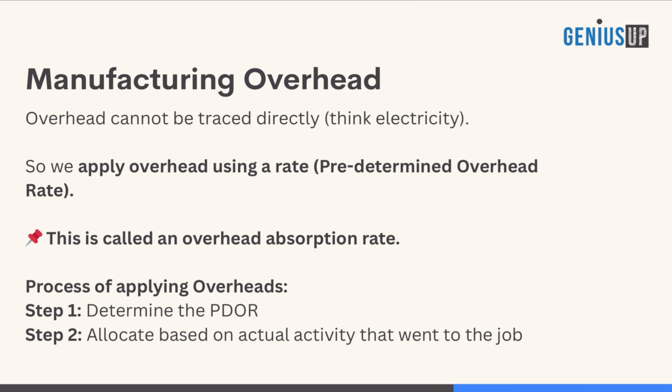Step number one, you need to determine the predetermined overhead rate. So that's step number one. For you to be able to apply overheads to a specific job, firstly, you need to determine what's the predetermined overhead rate. And then step number two, you need to allocate based on actual activity that went to the job. We're going to speak about what is activity in the next slide. But what's key to remember is step number one, you need to determine the predetermined overhead rate. Step number two, you need to allocate based on actual activity that went to the specific job.